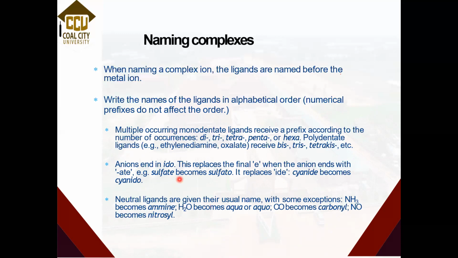So for example, ethylenediamine and oxalate are bidentate, and polydentate ligands have more than two teeth. Because they are polydentate, when we want to name them, we don't use di, tri, tetra, penta. Instead, we use bis, tris, tetrakis, etc. when we want to name bidentate or polydentate ligands.